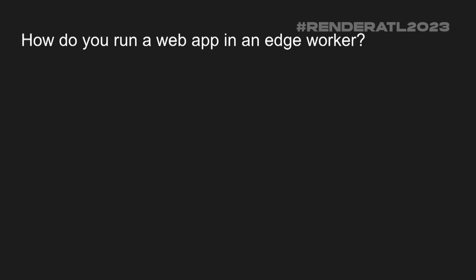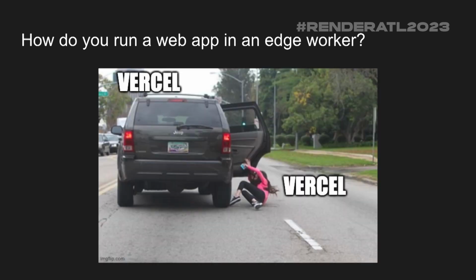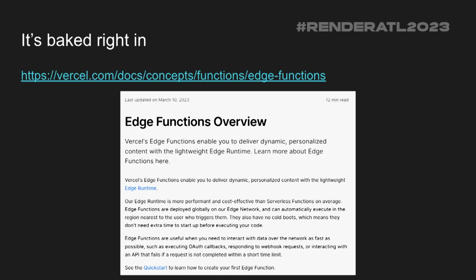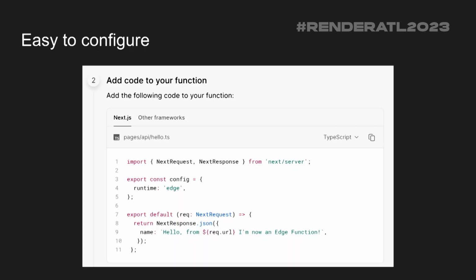Okay, so you're intrigued. You've got your web app. It's running on these AWS Lambdas, but you want to get rid of that cold start. So you're like, okay, edge worker, I'm in. How do I do that? Well, you're not going to believe this, but the same Vercel also will be happy to render your web app on these edge workers. It's baked right into their hosting platform that I just told you about. You just add a little bit of configuration to your web app, and just like that, it's running as an edge worker. No cold start, nice and fast, and life is good.